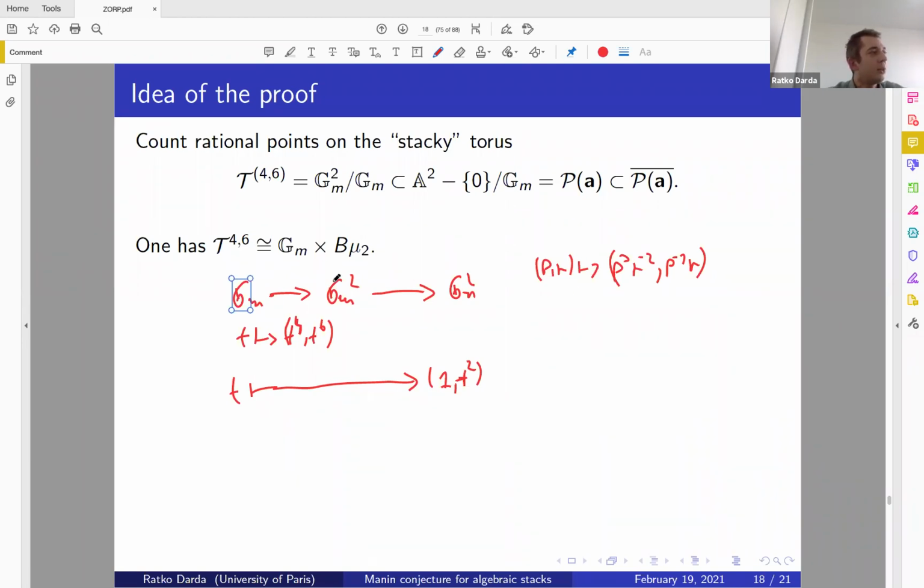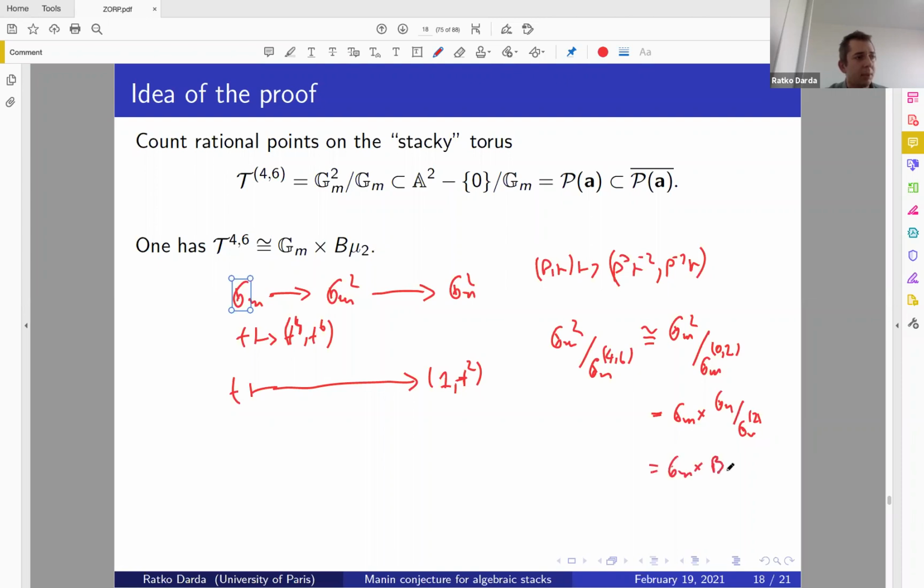And hence we deduce that if we take the quotient of Gm squared by the action induced from this morphism, it is isomorphic to Gm squared modulo Gm × μ2, which is precisely Gm times Gm divided by μ2, and we have seen that this is Gm times Bμ2.